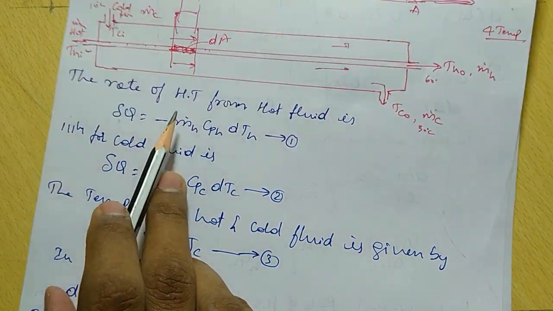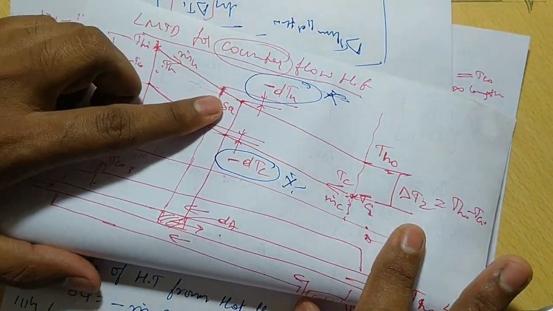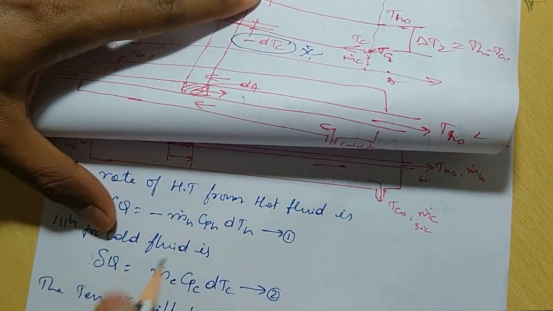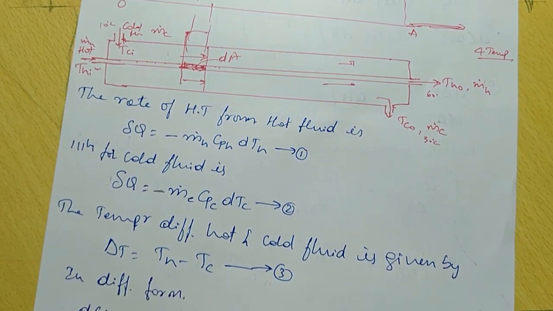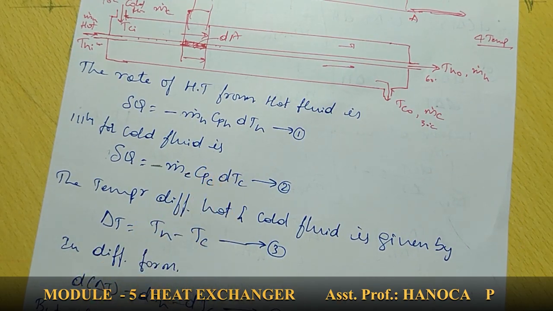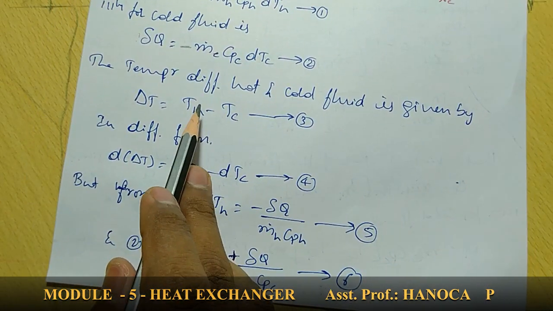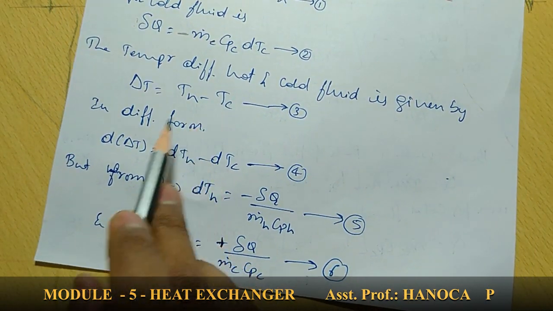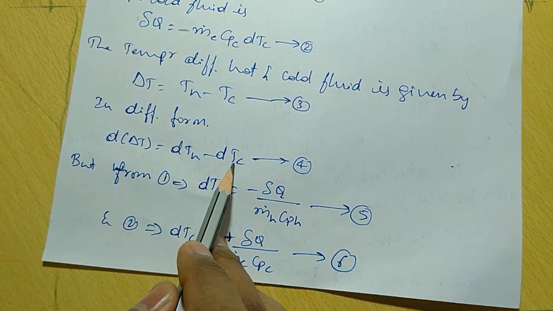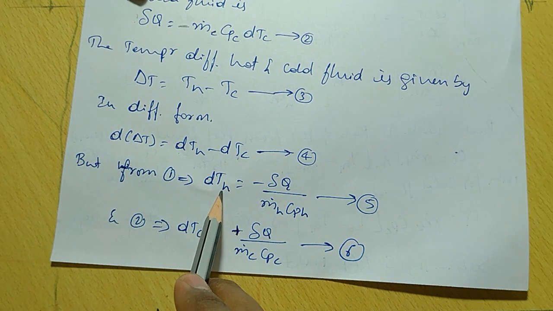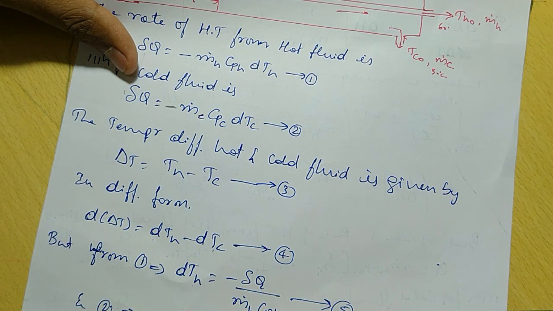Minus is because of what? The minus is, this is the minus delta TH. For the cold fluid, m dot Cpc dTc, this is negative. Minus comes here. The same derivation, I am just doing the manipulation, that's all. This will be the same thing. The temperature difference between the hot and cold fluid is TH minus TC. Differentiating the above equation, DTH minus DTC. But DTH for this equation is what? Minus dQ divided by m dot h Cph.